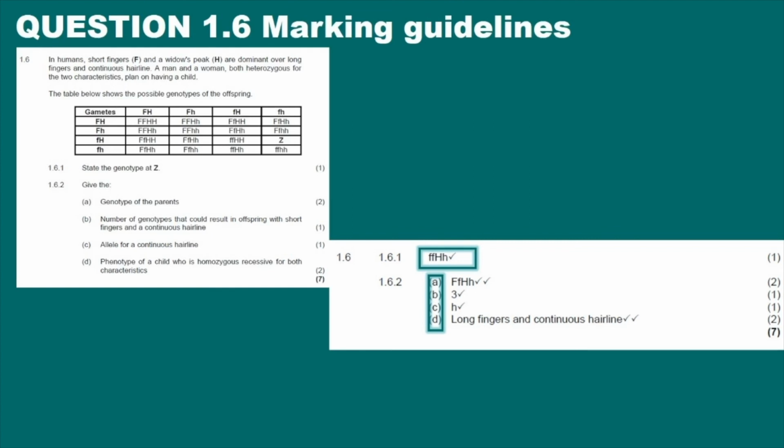Then the allele for the hairline. So not the genotype, not the phenotype, only the allele, and that's a lowercase h. And they like asking this, and that's the trick, because you tend to want to give the genotype, which is small h, but they only ask the allele. Then they ask the phenotype of children that are homozygous for both characteristics. So if it's homozygous and it's recessive, it's long fingers and a continuous hairline. And this is also 2 marks for the one answer. So you have to have long fingers and a continuous hairline to obtain both of these 2 marks.